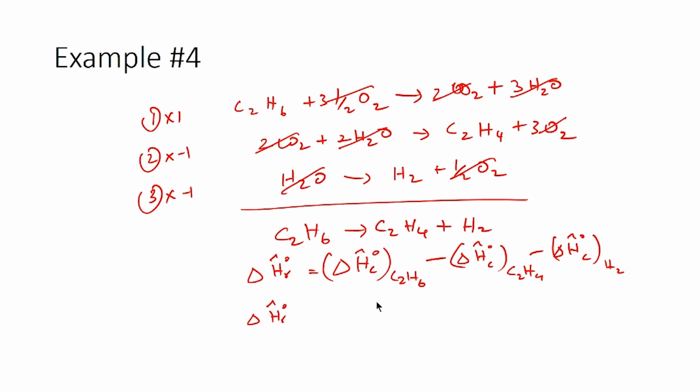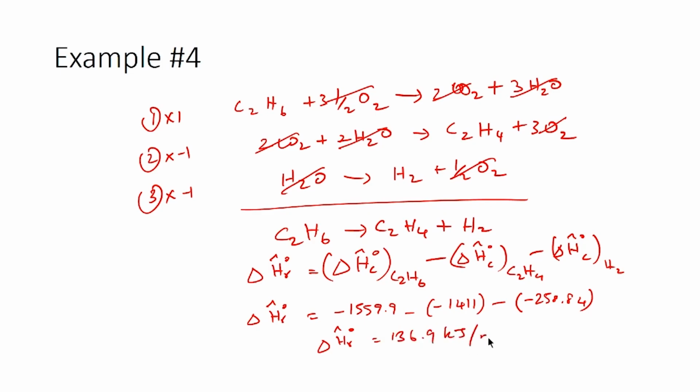The heats of combustion for these are minus 1559.9 for C2H6, minus of minus 1411 for C2H4 and minus of minus 258.84 for hydrogen, giving the heat of reaction for the reaction of interest as 136.9 kilojoules per mole. So, this is how we can apply Hess's law for combustion reactions.